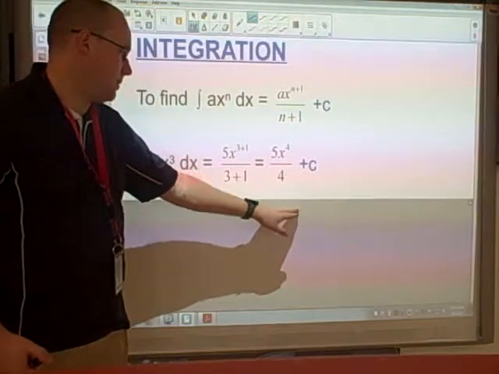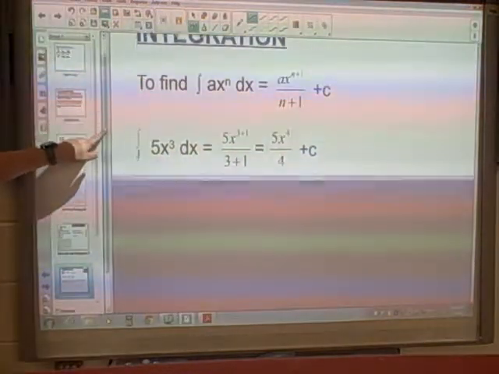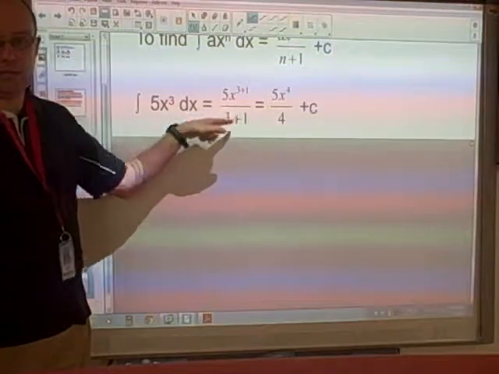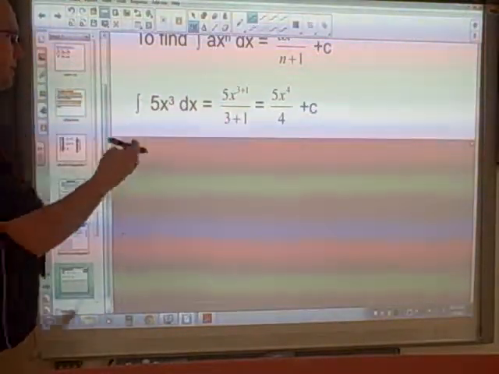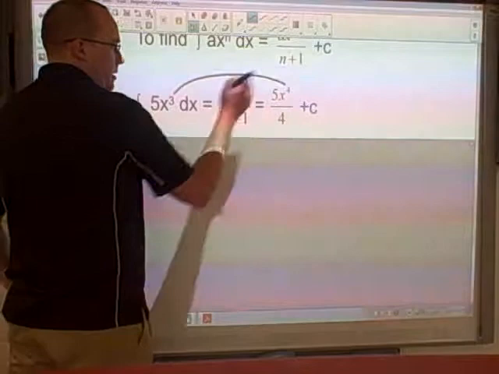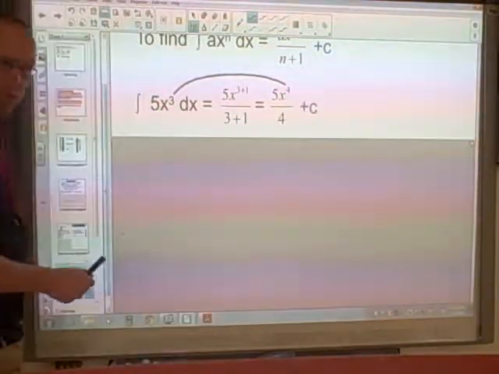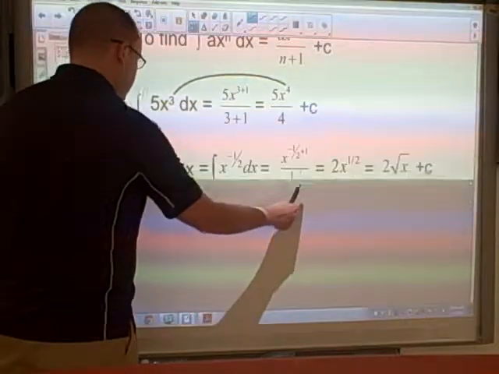So if we look at a couple of specific examples here, if I was looking at 5x cubed, I would say I'm going to add 1 to the power, and I'm going to divide by that same number. So really, you're just going to do this. You're going to say 3 plus 1 is 4, and then I'm going to divide by that same exponent, plus c.